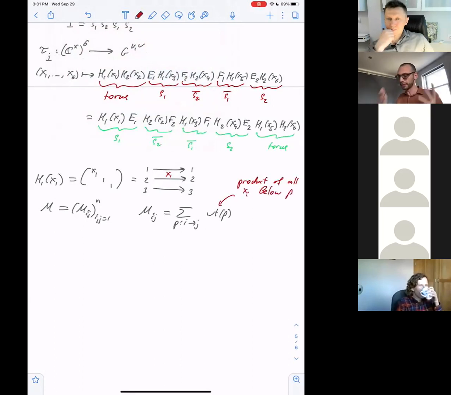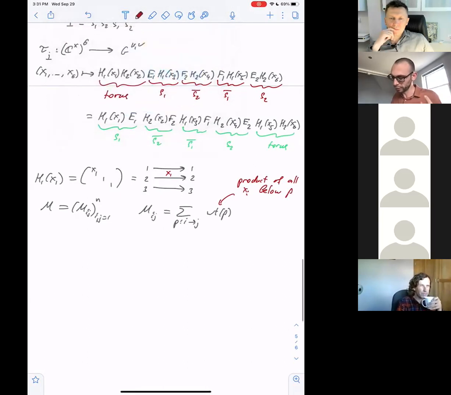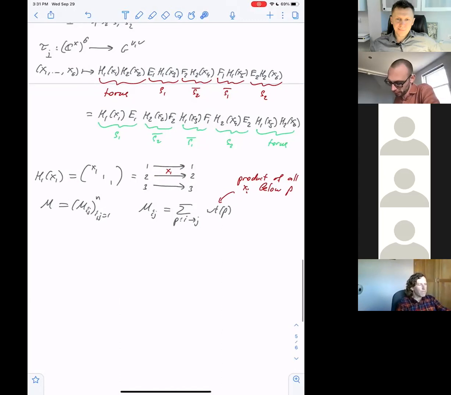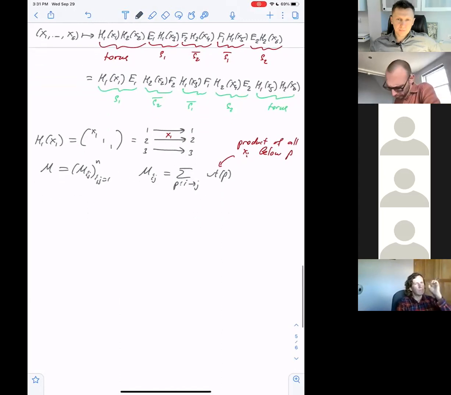So in our case, the network is extremely simple, almost trivial. We have a unique path from i to i for each i and nothing else. From 3 to 3, there is no x below that, so we put 1. From 2 to 2, there are no x's below, so we put 1. And for 1 to 1, there's one x1, so we put x1.